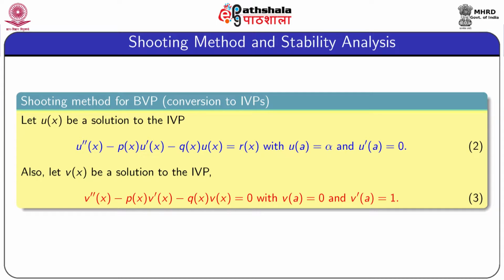Also let v(x) be a solution of another second order initial value problem: second derivative of v of x minus p of x into first derivative of v of x minus q of x into v of x equal to 0. Note that in the second problem the right hand side is 0, but in the first problem the right hand side is taken as r(x), which is the right hand side of the original boundary value problem. Here the initial conditions are v at a equal to 0 and first derivative of v at a equal to 1. So, initial conditions are changed according to the given problems.